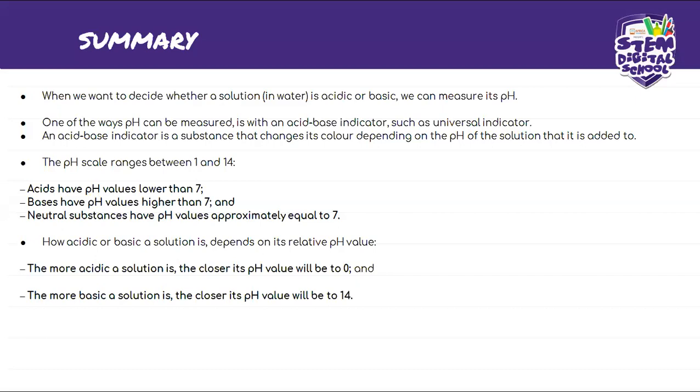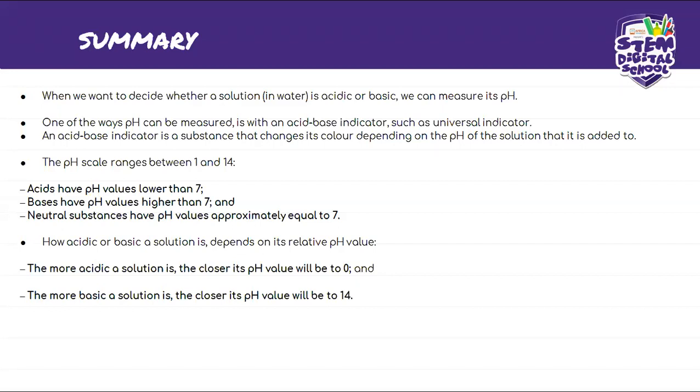Okay, so we have also learned that acids have pH values lower than 7, bases have pH values higher than 7, and neutral substances have pH values approximately equal to 7. How acidic or basic a solution is depends on its relative pH value. The more acidic a solution is, the closer its pH value will be to 0.